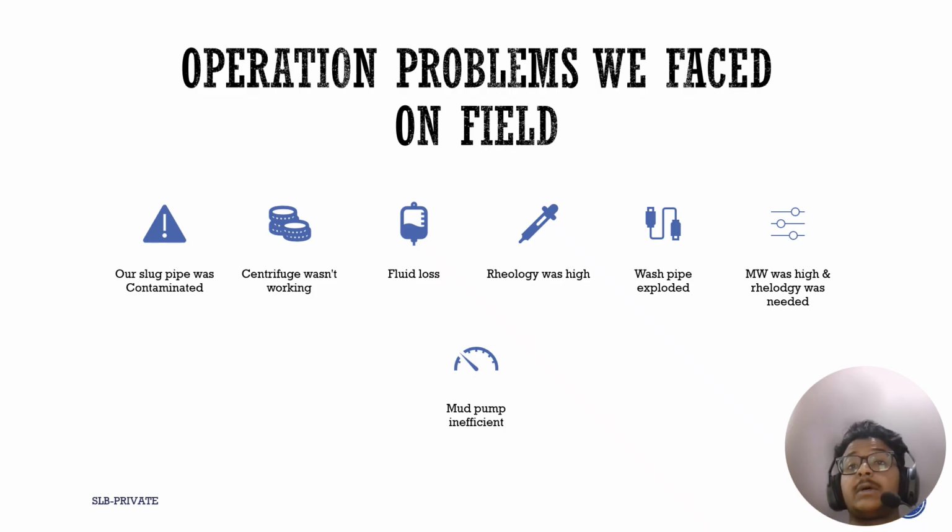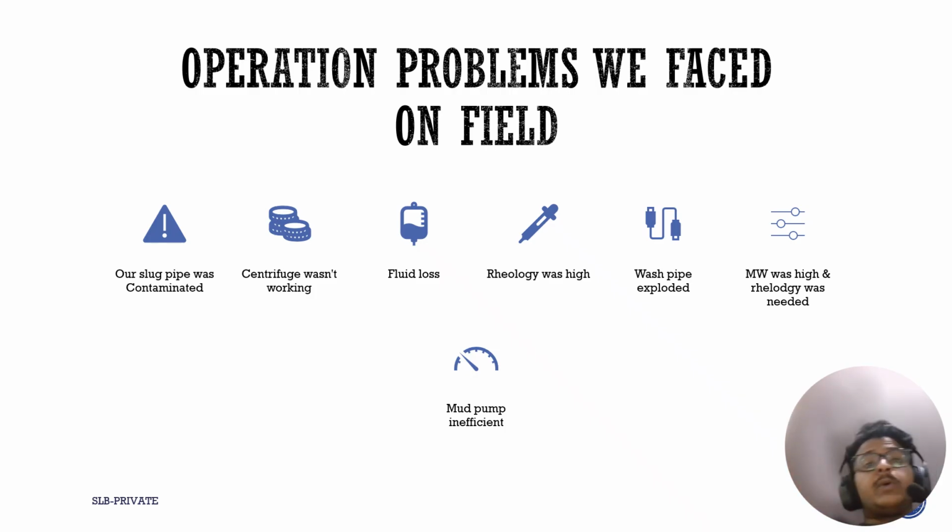Our wash pipe on the rig floor exploded, so we lost around 50 barrels of mud. Operation was stopped for a couple of days. This hurt us as mud engineers. Finally, mud weight was high and rheology was needed, so we could not dilute because dilution decreases the mud properties. So what we did, we opened the long system, centrifuge, every solid equipment we have, to decrease the mud weight without diluting.